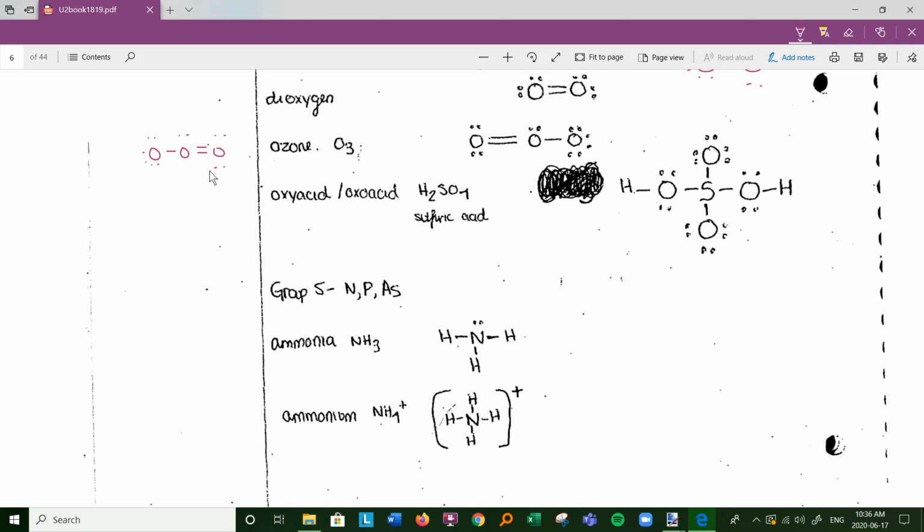It's called a resonance hybrid. But for now, either one is valid. Okay, H2SO4, that's an oxyacid or an oxoacid.